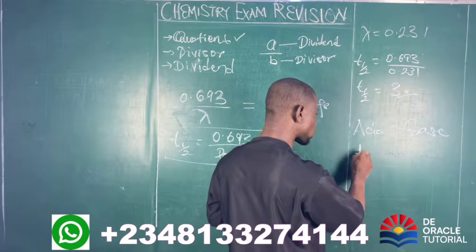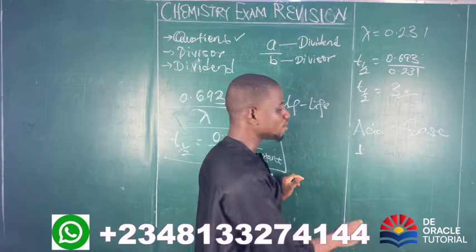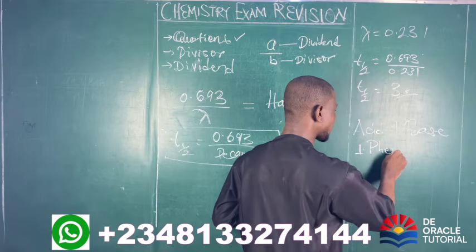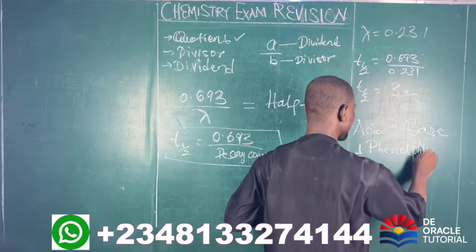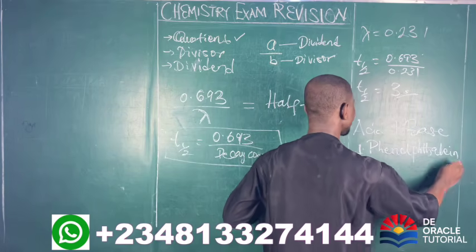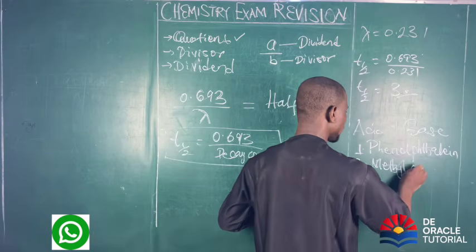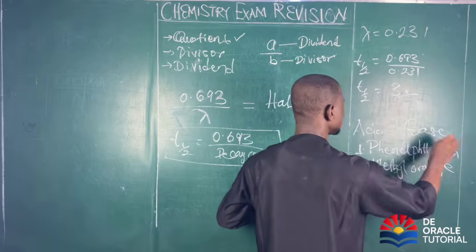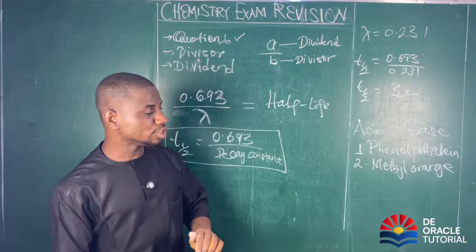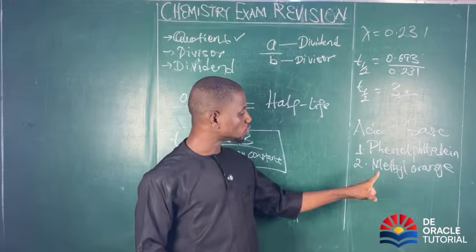One of them is what is called phenolphthalein. Take note of the spelling. Most times, students normally get the spelling wrong. Phenolphthalein. Next one is what is called methyl orange. We normally use these. Now my question is this: when are we going to use phenolphthalein? When are we going to use methyl orange?